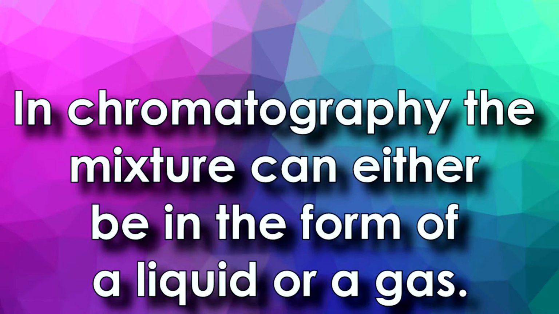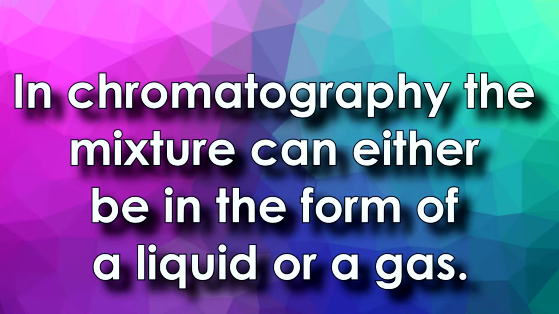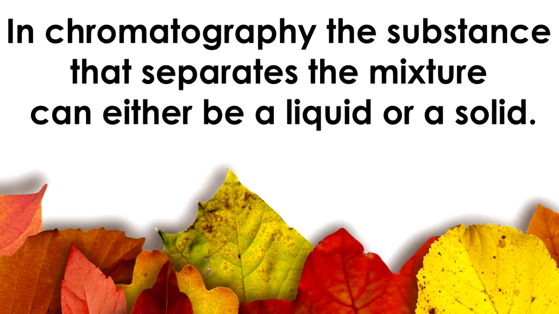To simplify, you take a mixture and depending on the type of chromatography, the mixture can either be in the form of a liquid or a gas. And also, depending on the type of chromatography, the substance that the mixture travels through can either be a liquid or a solid. For example, in paper chromatography, often they take ink, like ink from a pen, and that's a liquid.